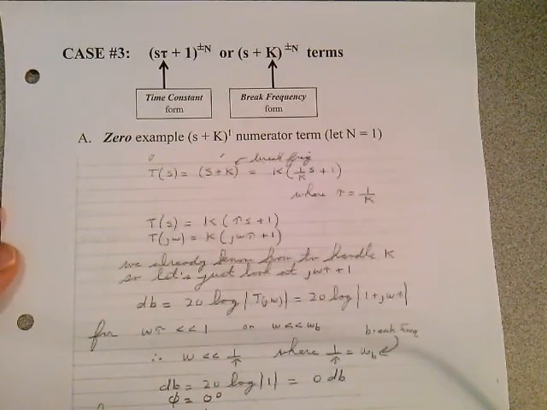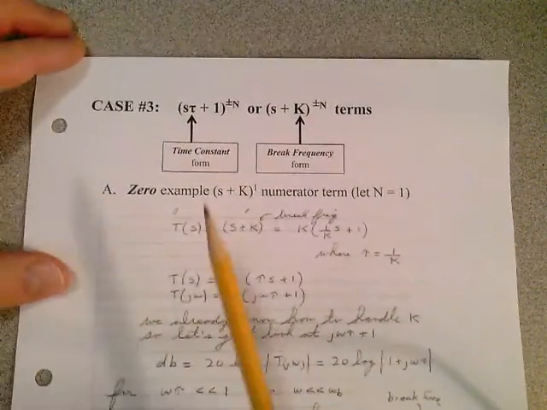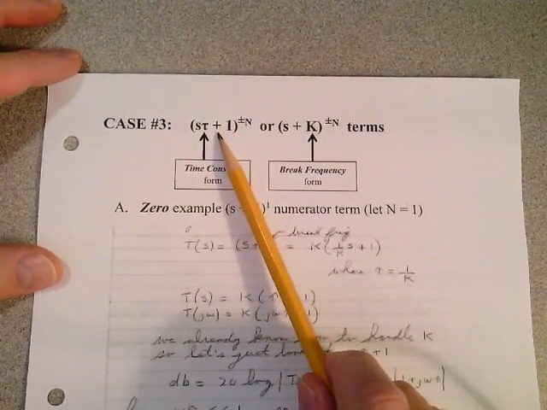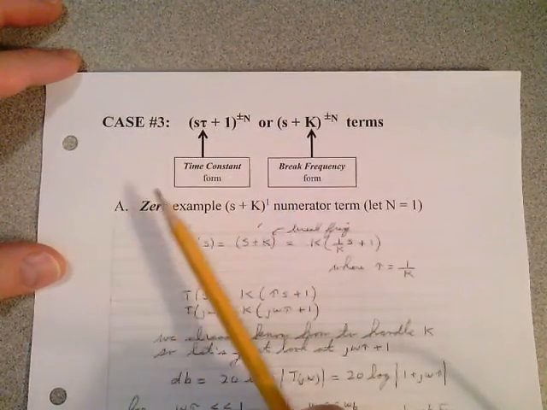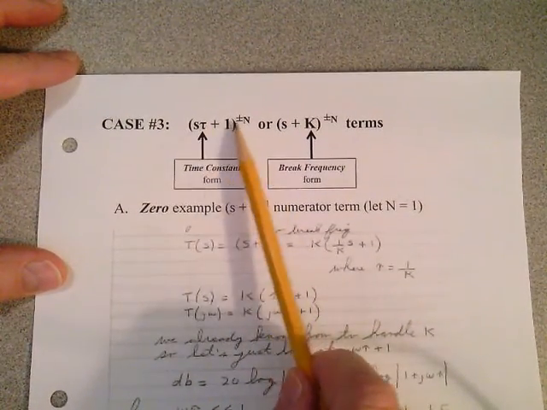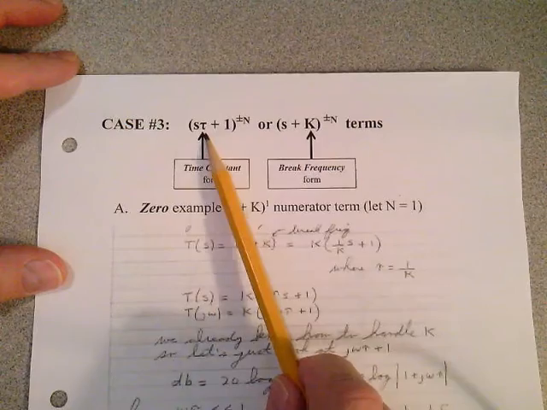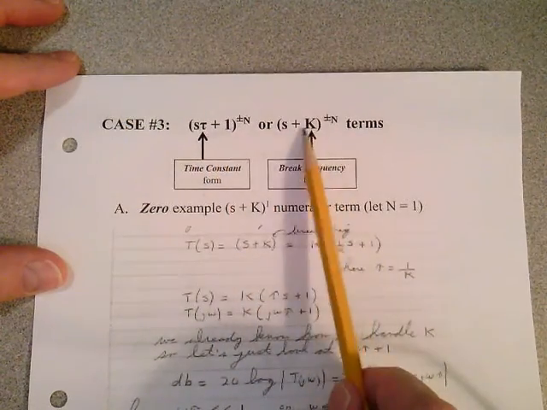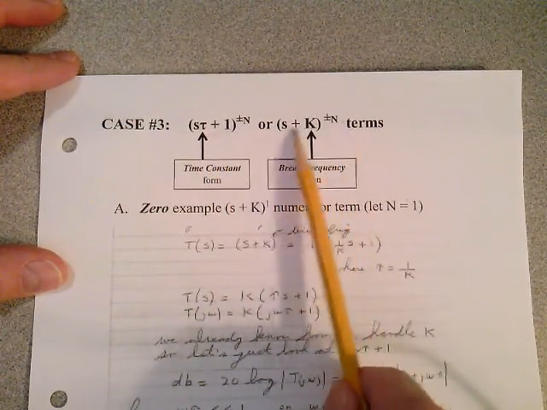We're going to look at case 3 now. Case 3 shows you the single first order terms either in the numerator or denominator, either in a time constant form, which we call our time constant form, or in the break frequency form, and we call this our break frequency form.